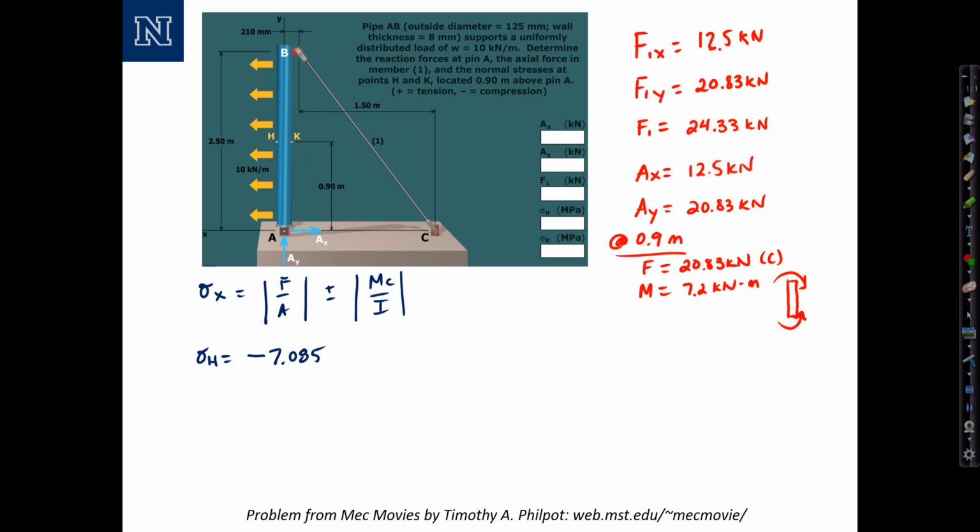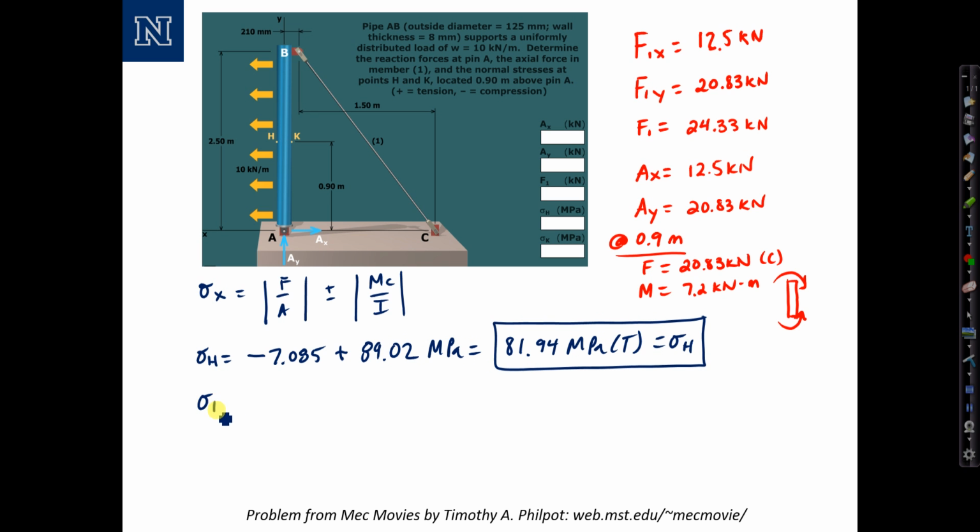Another way to think of it is that the load pulling on that side of the member is going to cause the member to curve in that direction, and therefore tension on the H side of the member. So this bending term will be positive 89.02 megapascals, and the sum of those two is 81.94 megapascals and in tension. That's sigma H.